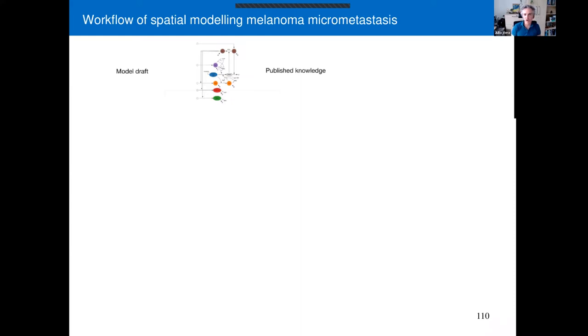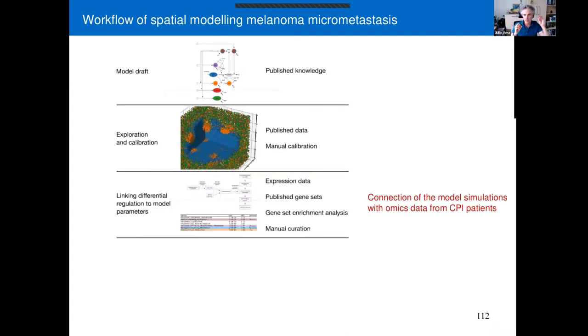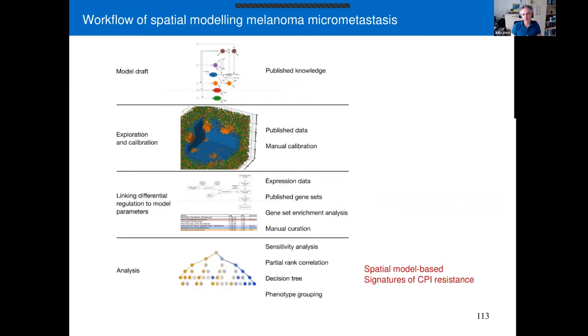So now I want to give you a workflow of how we produced this model. We first generated a draft of our model using available knowledge. Then we calibrated our computational model. Then we tried to integrate omics data into the model analysis. To do this, we made a differential expression analysis from transcriptomics data of patients who were undergoing checkpoint inhibitor therapy and were resistant or sensitive to the therapy. Then at the end, we came up with a computational method to generate signatures explaining how the therapy resistance happens. This was essentially what we did.